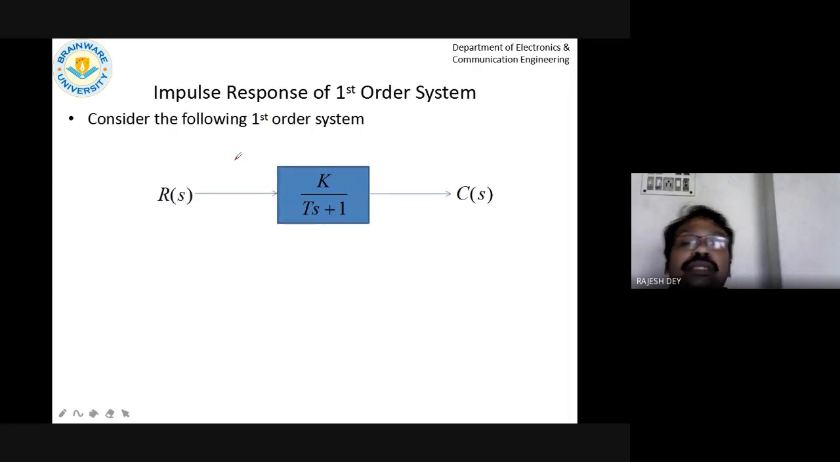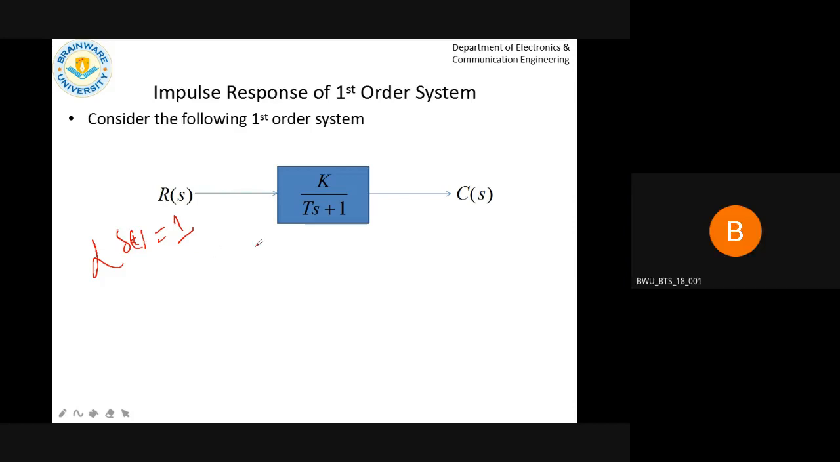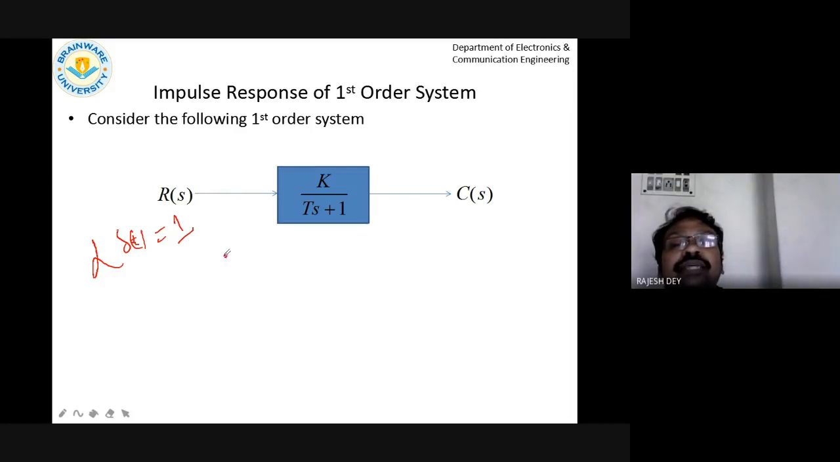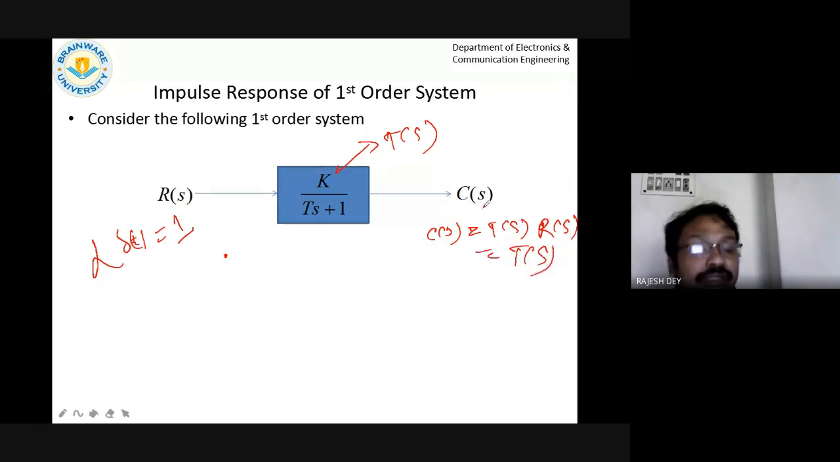Now go to the impulse response. In the same way, what is the Laplace transform of delta t? That is equal to 1. Then what will be C(s)? C(s) equals the transfer function T(s), the gain of the system, into R(s). Now put R(s) equal to 1. So automatically C(s) is T(s).